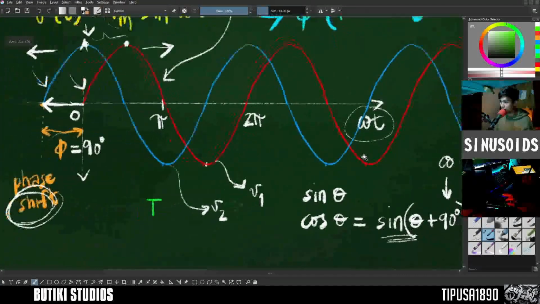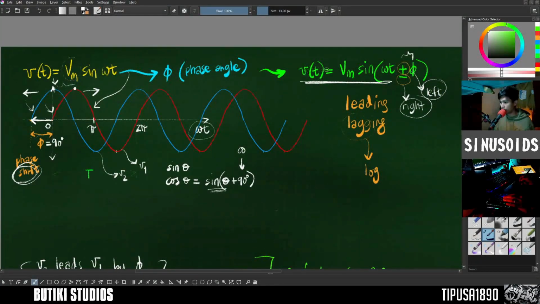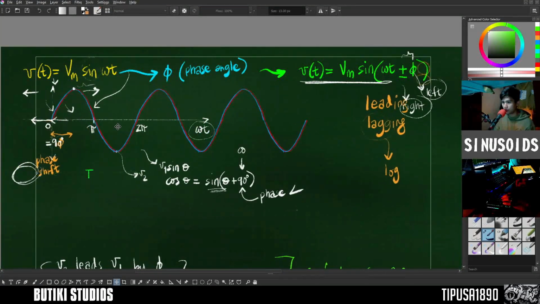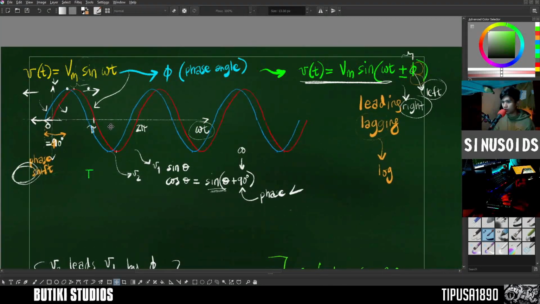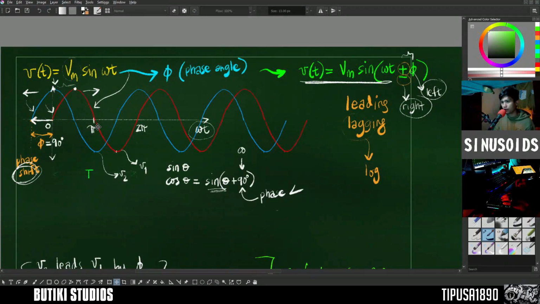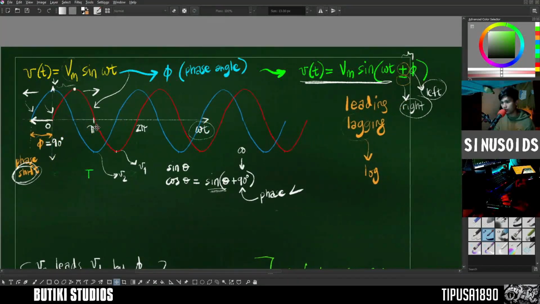So as you can see, our formula here, V of t, is sine omega t plus phi. That 90 degrees is what we call the phase angle. And 90 degrees is not always 90 degrees. It can be any angle. Because our blue wave was originally the red wave. You can't say that it is permanently shifted by 90 degrees. Originally it was shifted by 90 degrees.